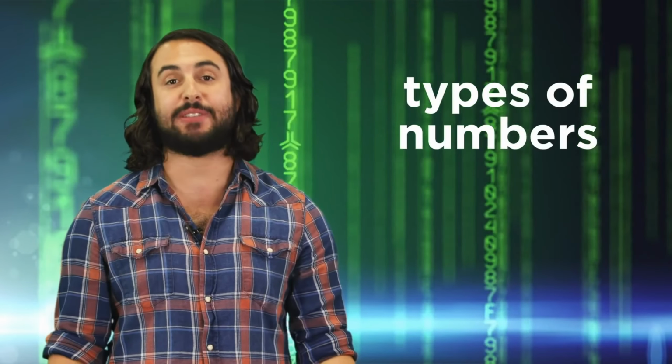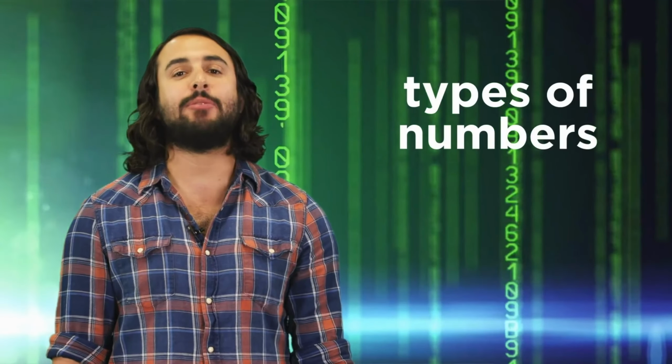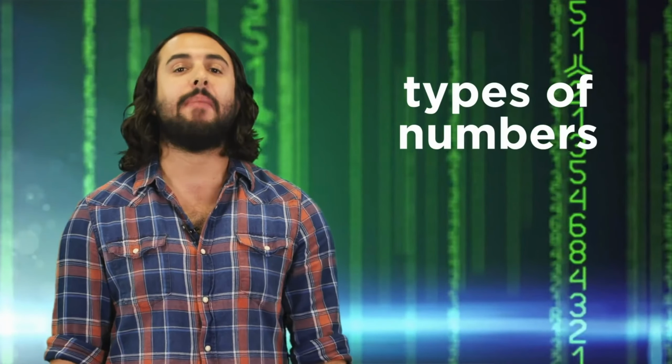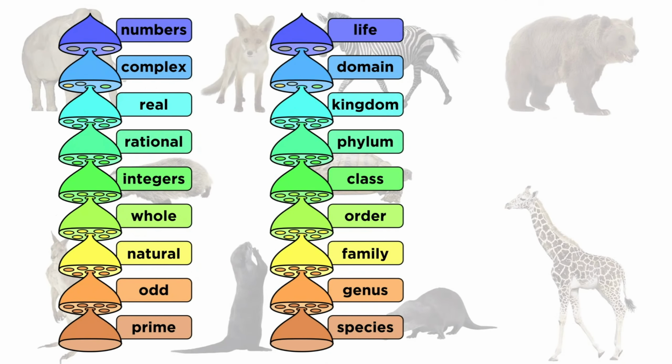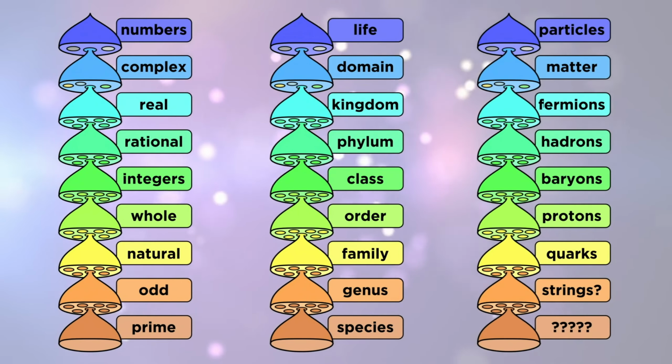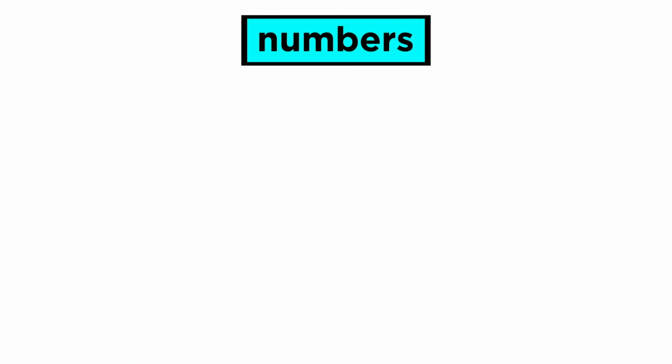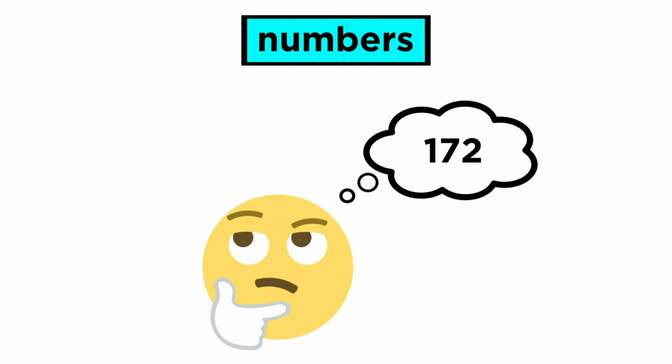We have already begun to look at some different types of numbers, but it is time to do a survey of all the types of numbers that exist and make sure we understand their characteristics. To do this, we can look at the taxonomy of numbers, just like we would look at the taxonomy of biological organisms or fundamental particles. We start at the top with all numbers. Any number you can possibly conceive of, they are all here somewhere.